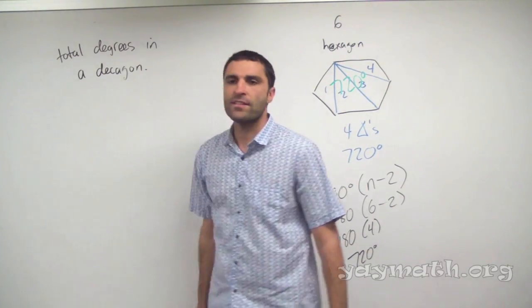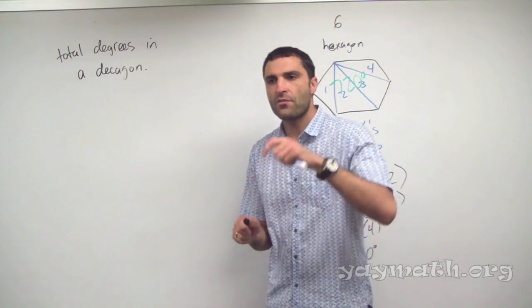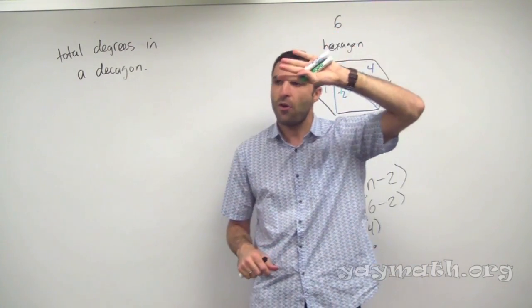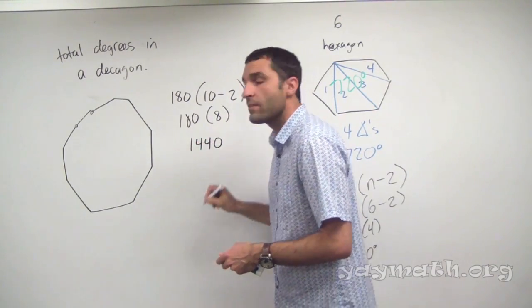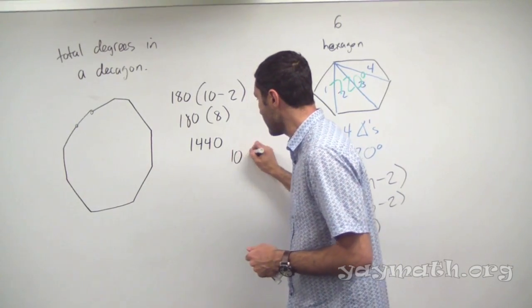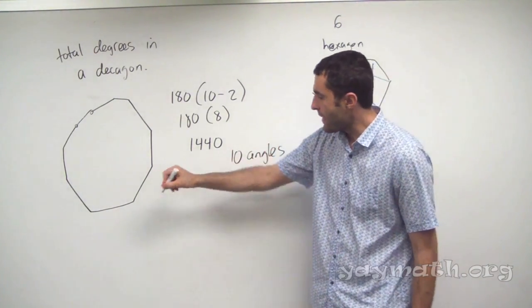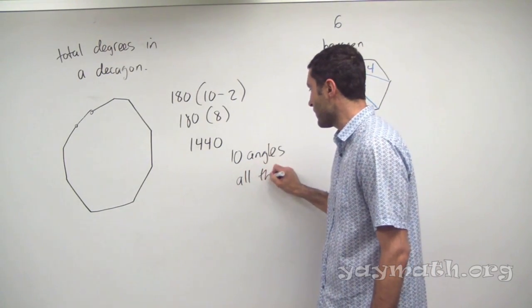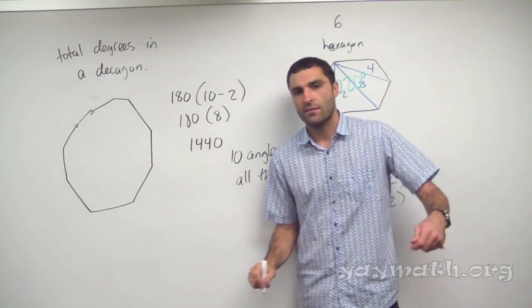Total degrees in a decagon. Please try that now. When you're ready, let me know. 1440, thank you. 180 times 8, 1440, very good. So if there's 10 angles, and what if I told you that they're all the same, hypothetically? They're all congruent. What would each be?